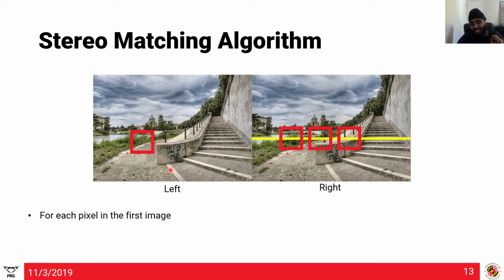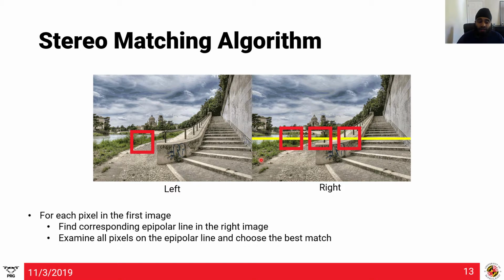So for each pixel in the image or each window in the image, what we are trying to do is find first the corresponding epipolar line. So for this pixel, what is the epipolar line in the right image? Once we have this, we examine all the points on the epipolar line, and finally I'd say, for this window, this is the best match, for example.